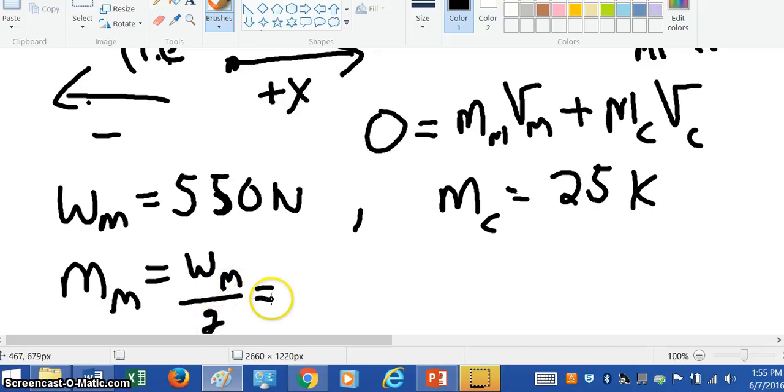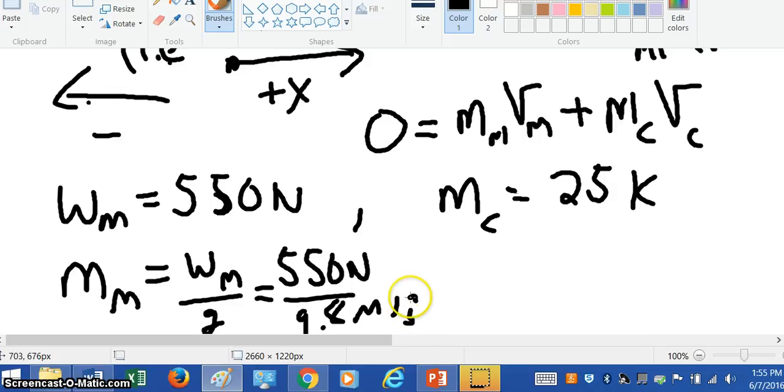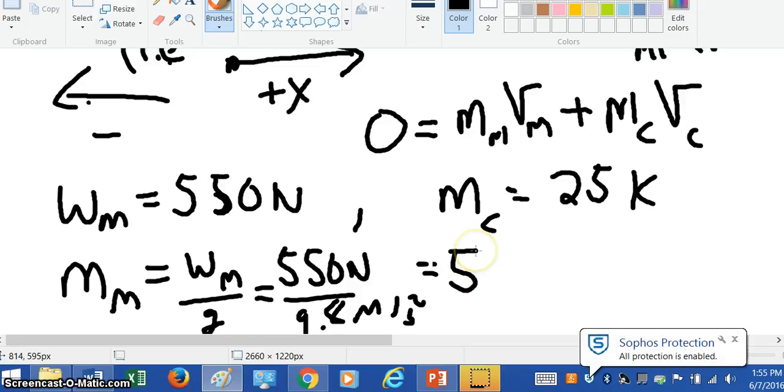All right, and so let's put the numbers in. So that's 550 newtons divided by 9.8 meters per second squared. And so now we're going to get the mass of the mother. So let's see, 550 divided by 9.8 gives us 56.12, or so, I'm just going to say 56.1. Alright, so when we round, we get 56.1 kilograms.